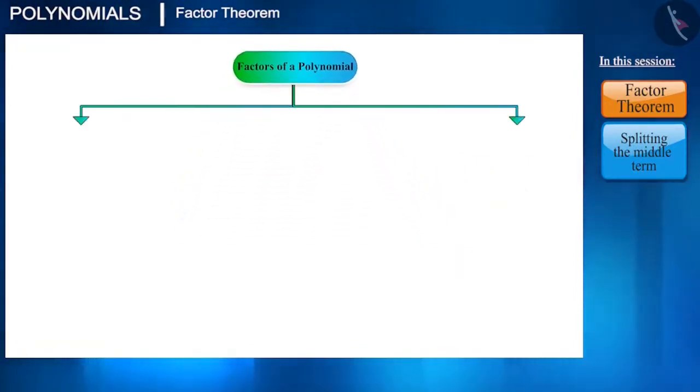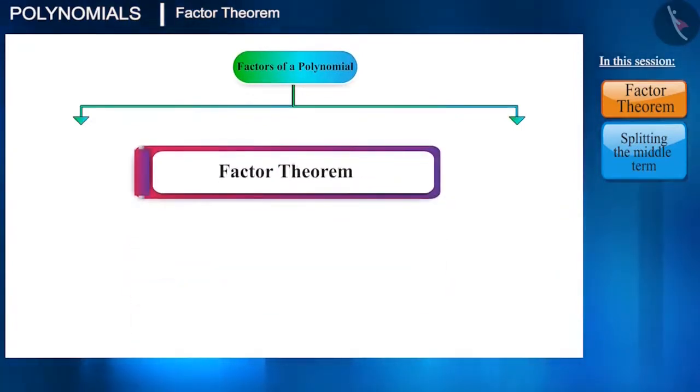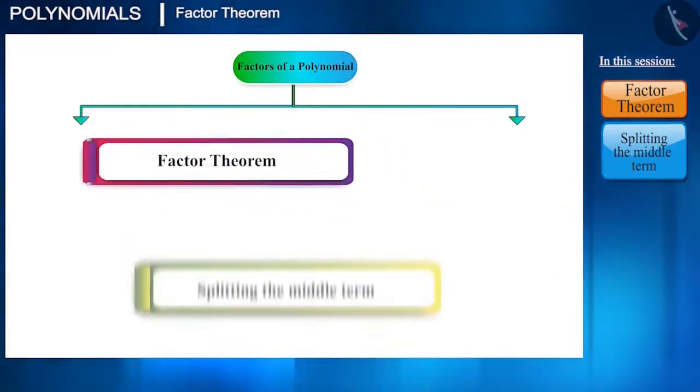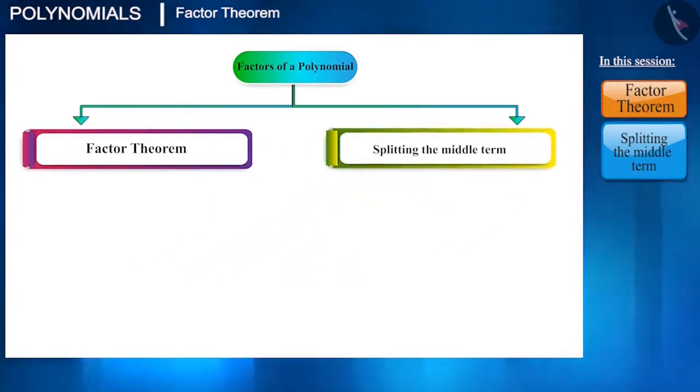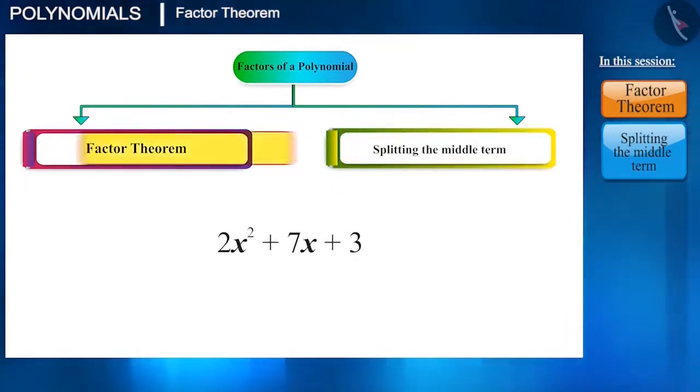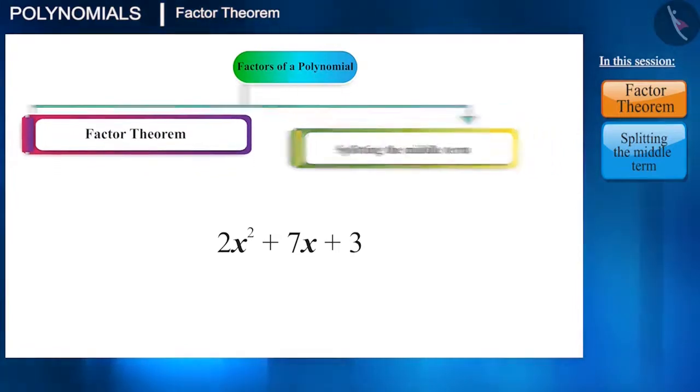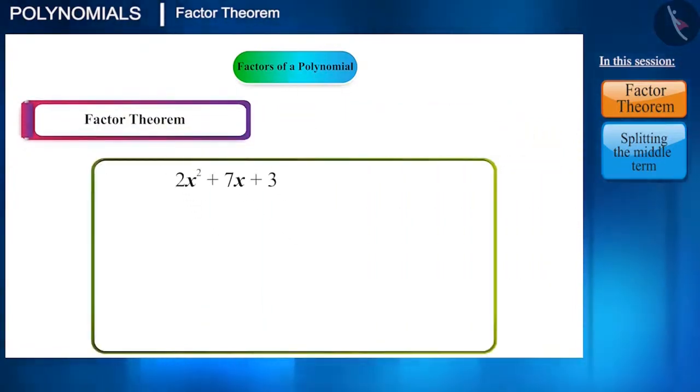For this, we have 2 methods. One is the factor theorem and the second is splitting the middle term. Suppose we are given a quadratic polynomial 2x squared plus 7x plus 3. From this, we will derive the factors using the factorization method and the splitting the middle term method. First, let's see the factorization method.